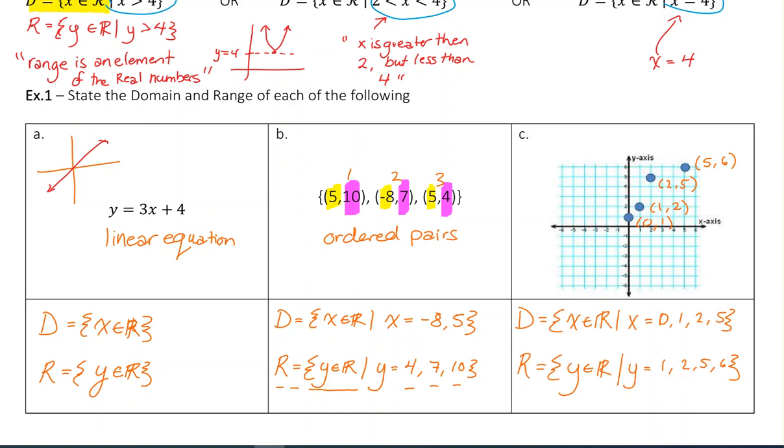And here's what you should have got for domain and range. Domain, x is an element of real numbers. X can be equal to 0, 1, 2, and 5. Whereas the range is where y is an element of the real numbers. Y is equal to 1, 2, 5, and 6. Okay, let's move on.